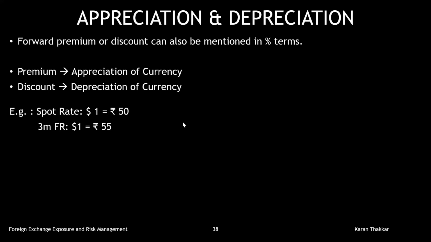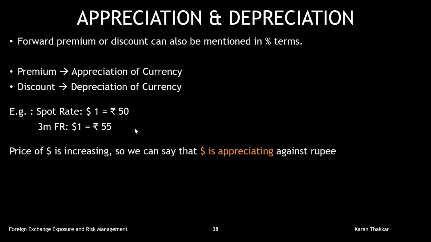Let's take a simple example wherein the spot rate is $1 equal to 50 rupees, and 3MFR, which means 3 months forward rate, is 55. We can clearly see that the price of dollar, which is the product, is increasing, and so it can be said that dollar is appreciating against the rupee. Now we need to find the percentage of appreciation on an annualized basis.